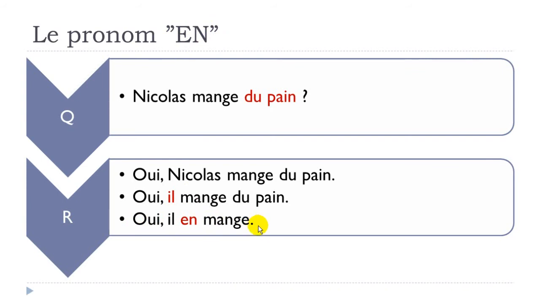In that case, you use this il just to avoid repeating Nicolas because it was previously stated, and then you use this en, the pronoun, just to avoid repeating du pain because it was in the question. Okay, oui, il en mange. So remember that this en pronoun should be before the verb.